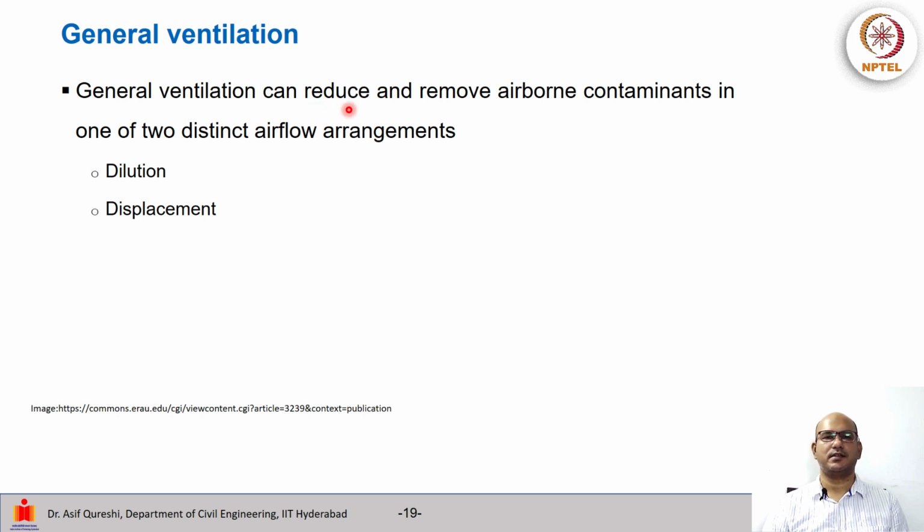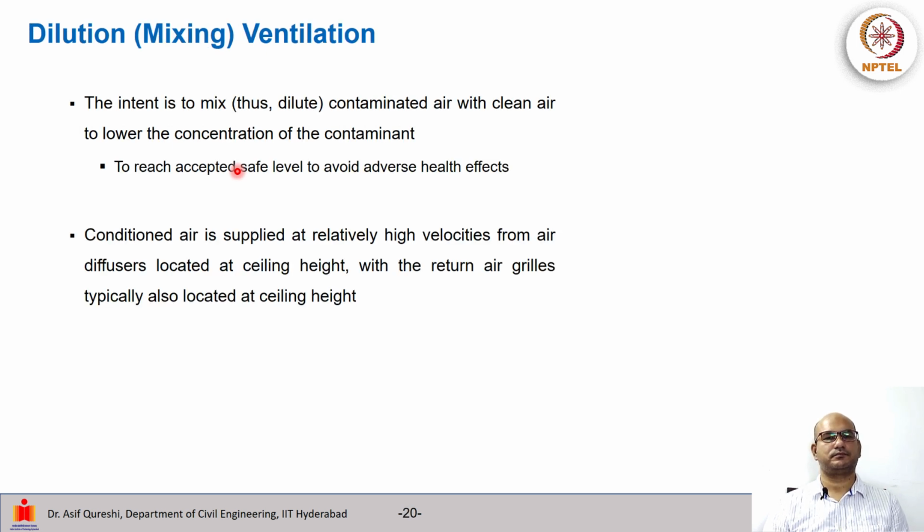General ventilation can reduce and remove airborne contaminants using either the method of dilution or the method of displacement. The dilution or mixing ventilation will try to mix the contaminated air with clean air, and therefore it will dilute the contaminated air, so to speak, and the concentration of the contaminant will become lower. And we would ideally want to provide it in a way that we reach an accepted safe level.